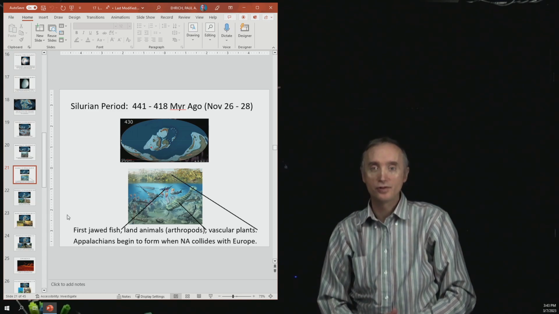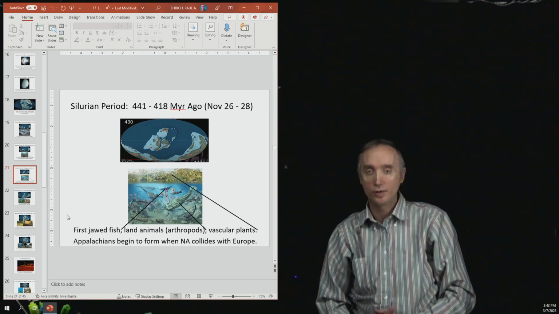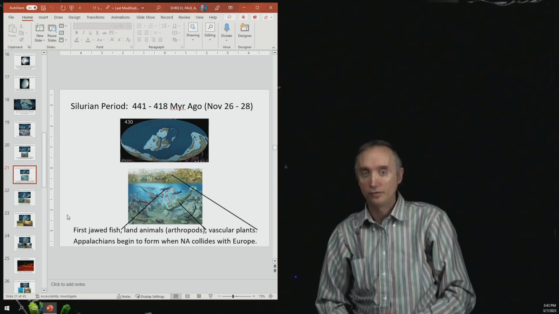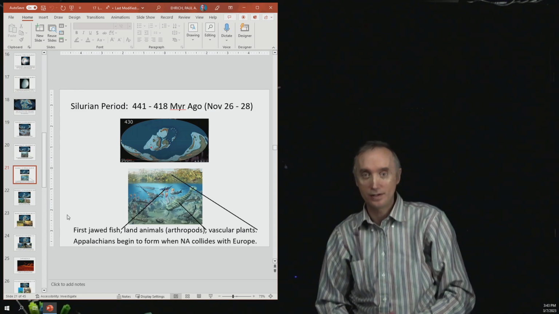Okay, so now we're up to the Silurian period, which is between 441 and 418 million years ago. And on our cosmic calendar, this corresponds to November the 26th through the 28th. So on your animation, go ahead and let it play until you get to around 430 million years ago.